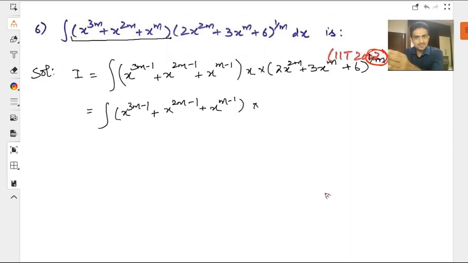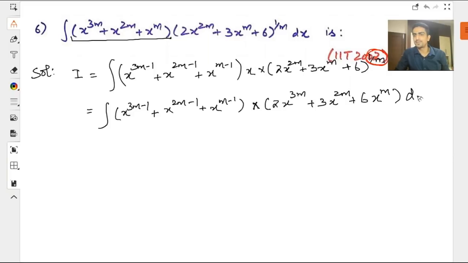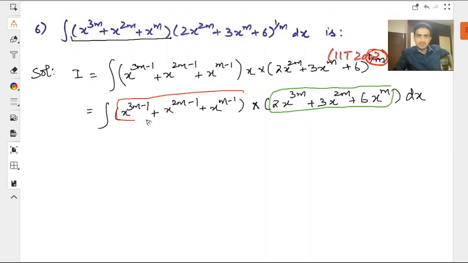So when we take this x inside the bracket, it will become x power m, and hence you get 3m x power 2m plus 6 into x power m. Guys, now I'm seeing that this is really good. Its derivative will involve x power 3m minus 1, x power 2m minus 1, and x power m minus 1, which I'm clearly seeing here.